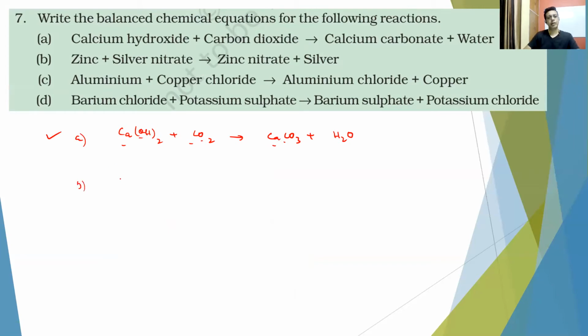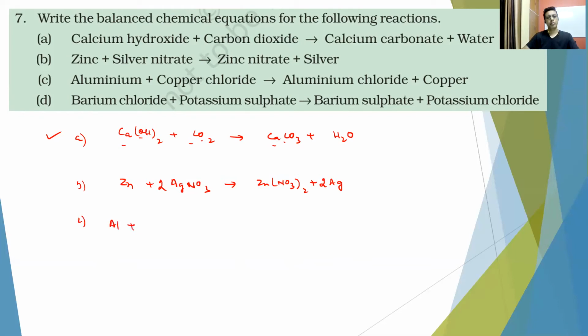Zinc plus silver nitrate. Zinc plus silver nitrate gives zinc nitrate plus silver. So plus 2 here, nitrate is balanced. Plus 2 here, silver is balanced. Zinc is already balanced.